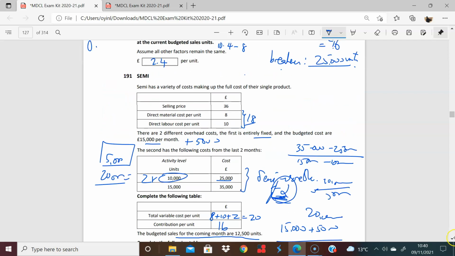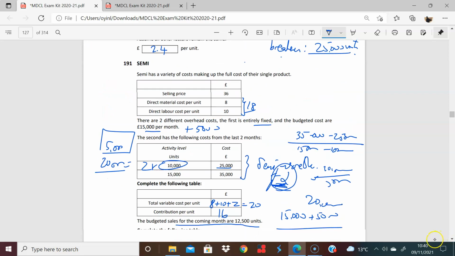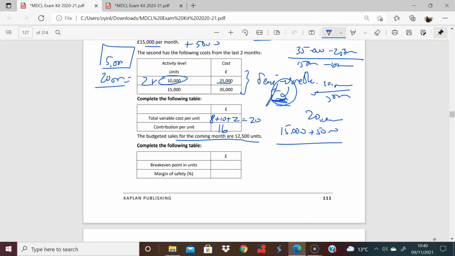Where is it? Yes, I'm told 15,000 per month. That's right. So 20,000 divided by this contribution of 16. So break even in units, 20,000 divided by 16 is 1,250. That's what I get there. Let me just be sure I'm right. It doesn't seem a lot. Let me just look at that again.